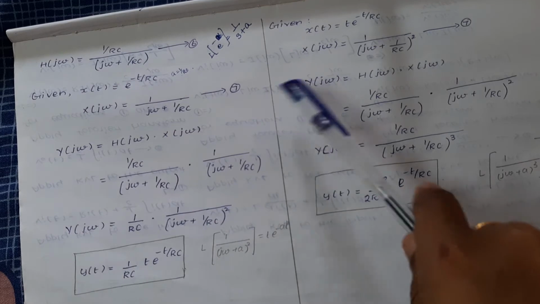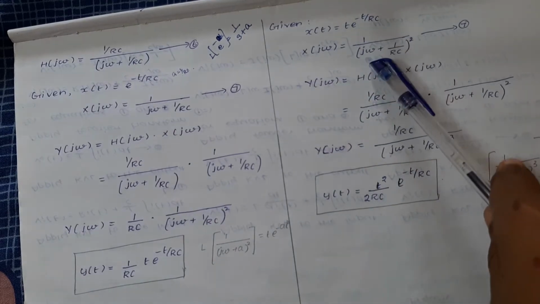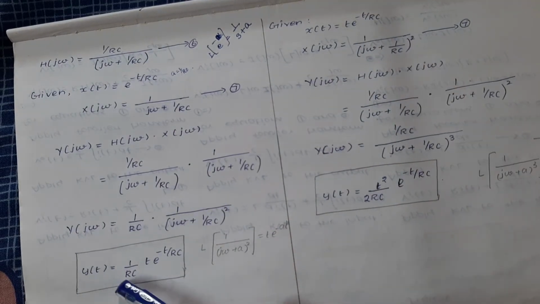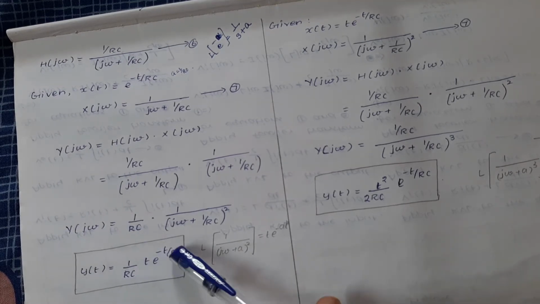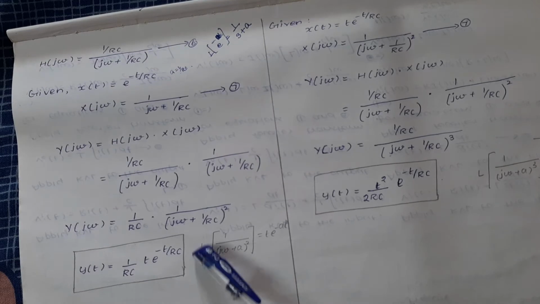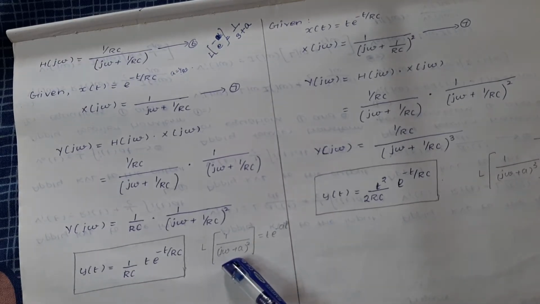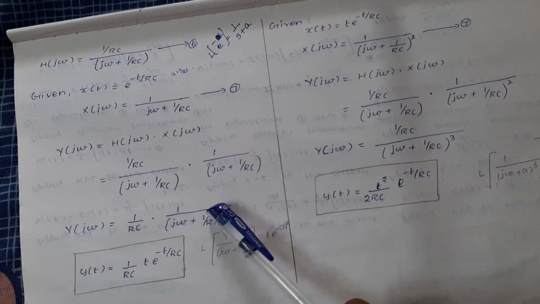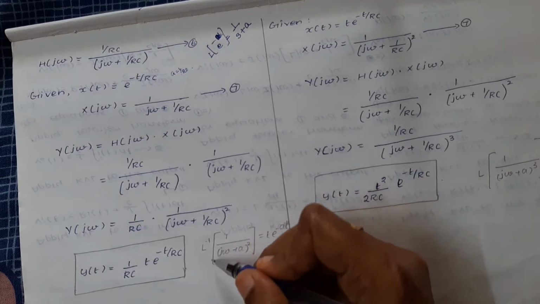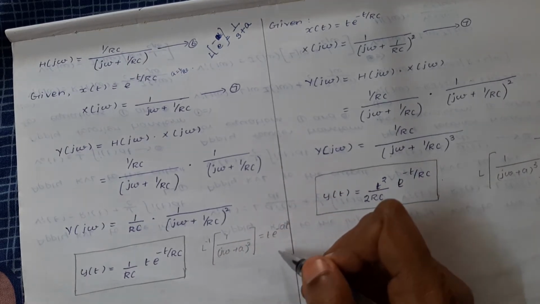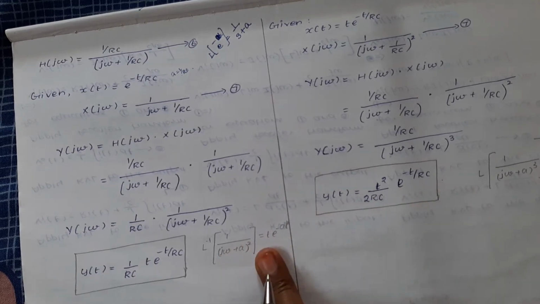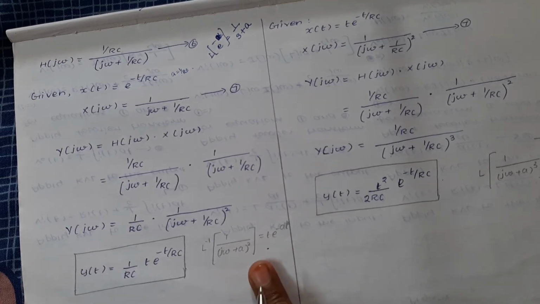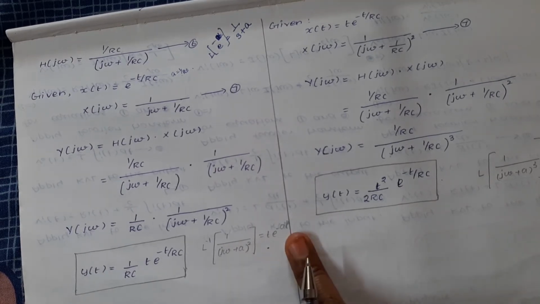Applying the inverse Fourier transform, we get the inverse value here. So y of t is equal to 1 by RC times t into e power minus t by RC. The Fourier transform of t into e power minus at is 1 by j omega plus a the whole squared. Can you understand?